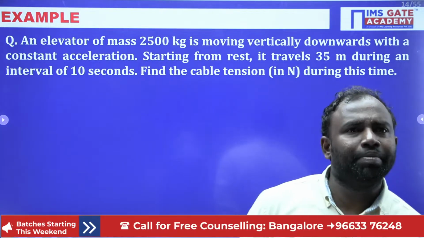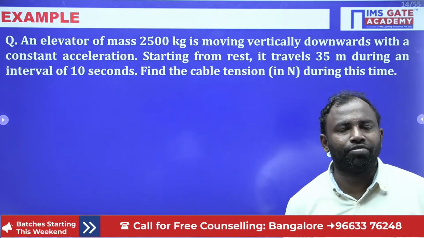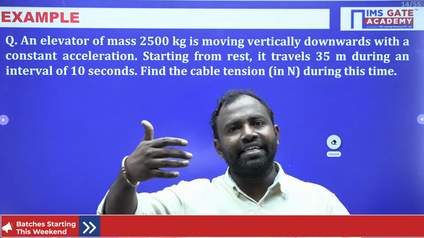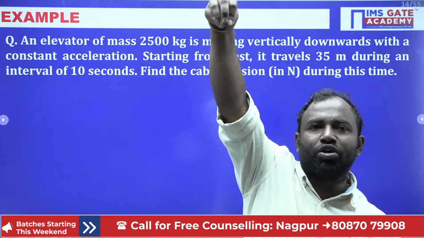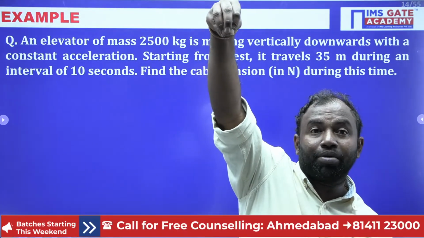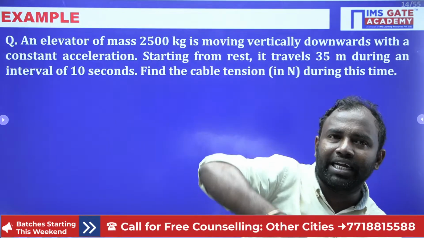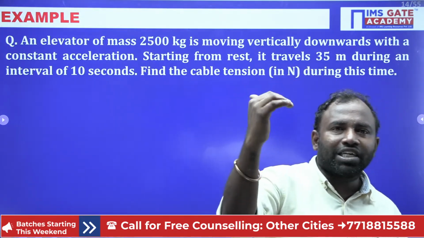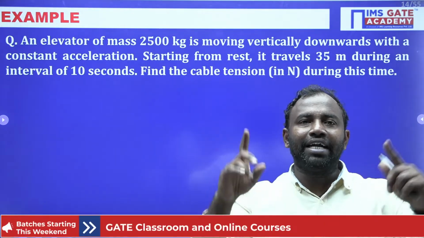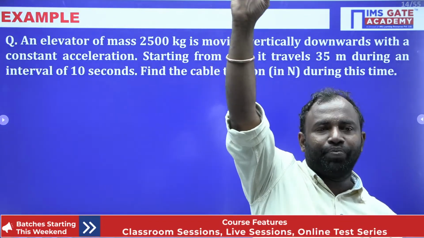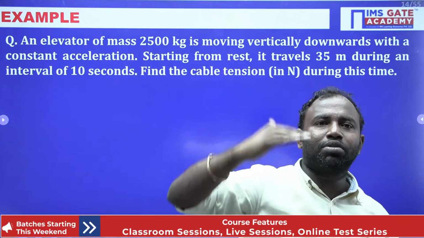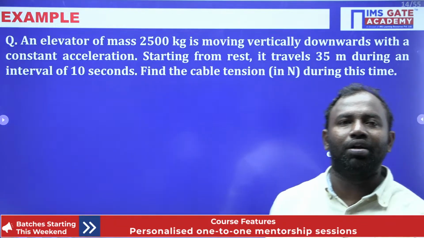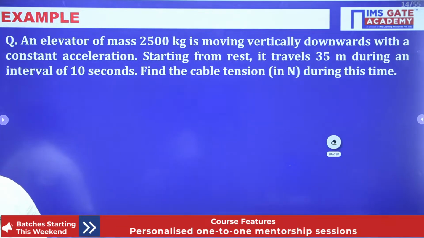Now how to solve this problem? An elevator of mass, what is an elevator? A lift. A lift having a certain weight of 2500 kg is moving vertically downward from a rest point with a constant acceleration. Now it has traveled 35 meters during an interval of 10 seconds. In 10 seconds it has traveled from a certain top position 35 meters downwards. So we have to find the tension in the cable during this time.